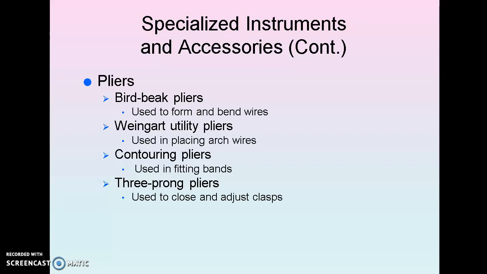The bird beak pliers are used to form and bend wires. The Weingart utility pliers is used in placing arch wire, and the contouring pliers is used in fitting bands so that there are no gaps around the tooth when the band is fit. A three-prong pliers has just that. It has 3 prongs, and these are used to close and adjust clasps.